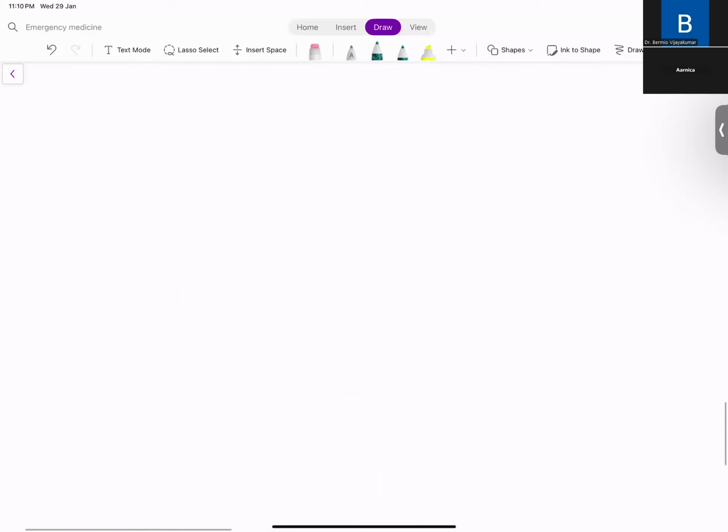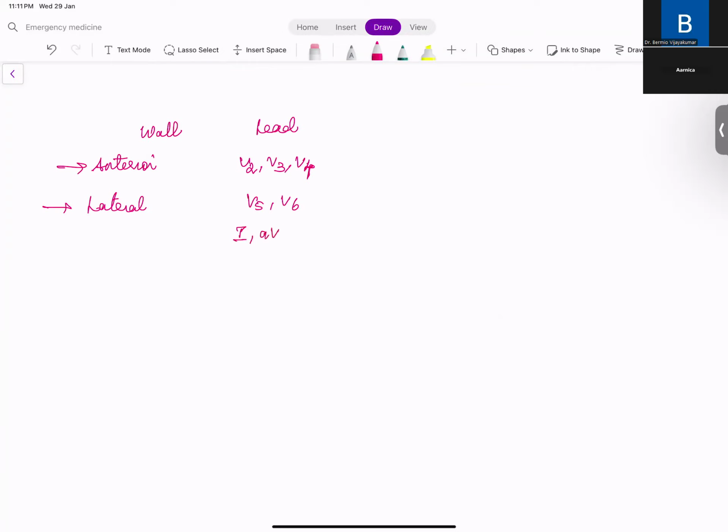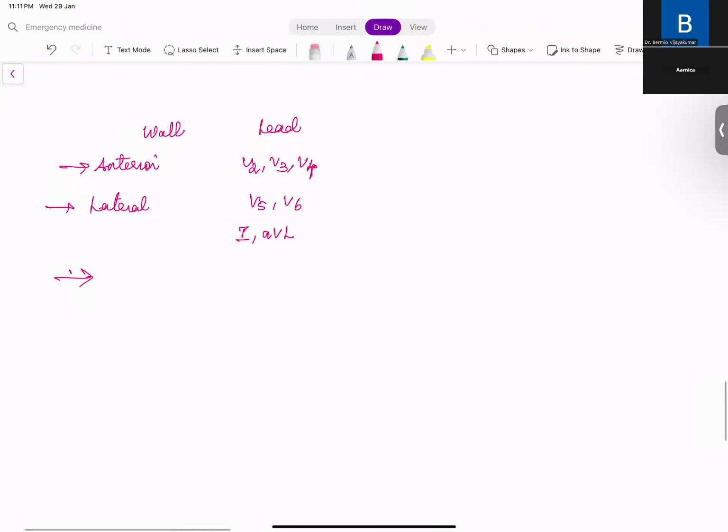So summarizing this in the form of a table, which wall is represented by which lead? So anterior wall, as we have discussed in the first diagram, lead V2, V3, V4. These are the chest leads. These 3 leads depict changes in the anterior wall of the heart. What about lateral? Among the chest leads, we have V5, V6. And among the limb leads, we have lead 1, AVL. So any changes in these 4 leads means there's a problem with the lateral wall of the heart.